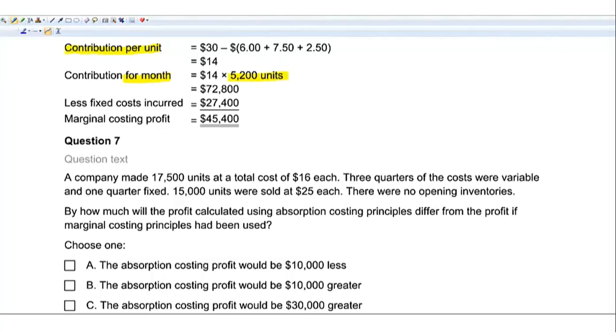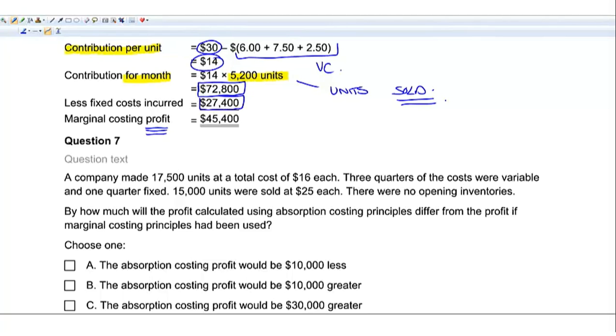You can see that we've taken the selling price of 30, we have deducted the variable costs only to come up with a contribution per unit of 14, and then multiplied that by the number of units sold in the month. Not produced, but the number of units sold in the month, to calculate our contribution in total for the month. The question didn't ask for contribution, the question asked for our marginal costing profit. So therefore the final thing that we have to deduct from there is the fixed overheads incurred in the month, which we were told in the question.